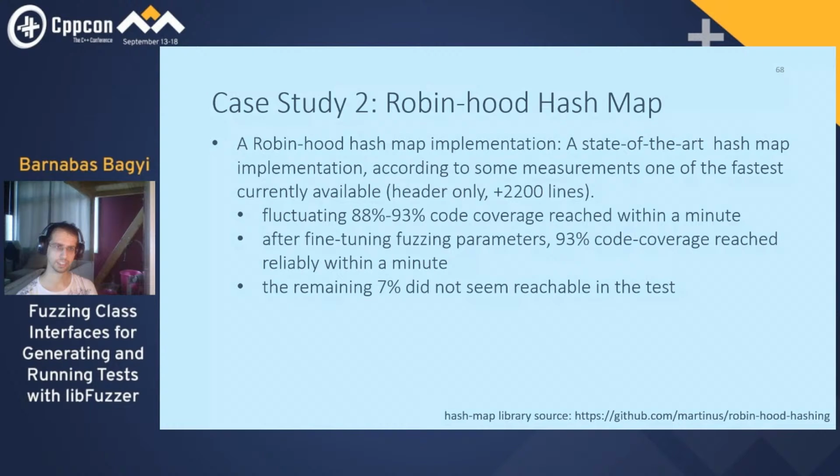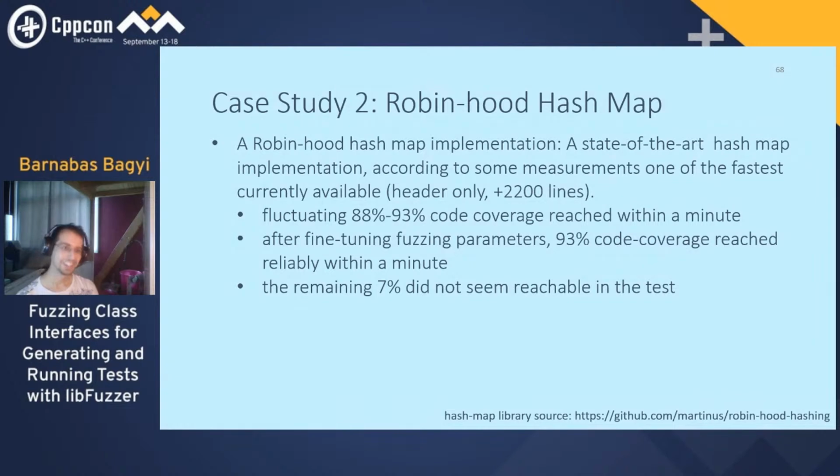But after some investigation, what I found is that the 5% of code which was only hit sometimes needed the container to be really, really big. So I fine-tuned the fuzzing parameters. Thankfully, for libFuzzer, how much the maximum length of a generated string grows with the amount of time that libFuzzer is running can be customized. So I just modified the value to grow faster, and after that it manages to hit 93% coverage all the time.